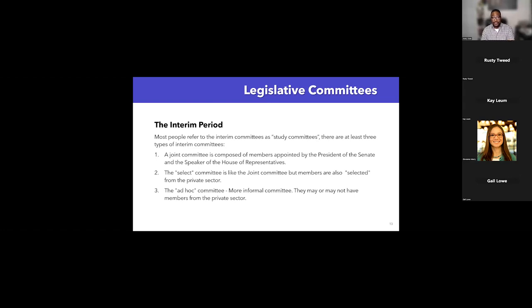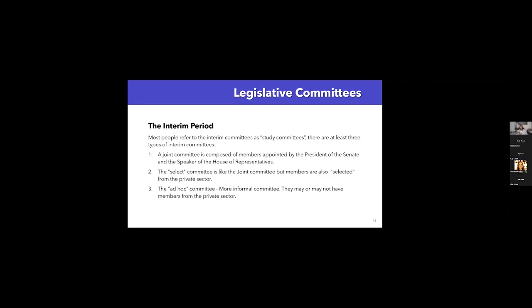There's a joint committee, which generally has members composed of and appointed by the President of the Senate and the Speaker of the House of Representatives. There's a select committee, which is kind of like the joint committee, but they also select members from the private sector. And then there's the ad hoc committee, which is more informal.